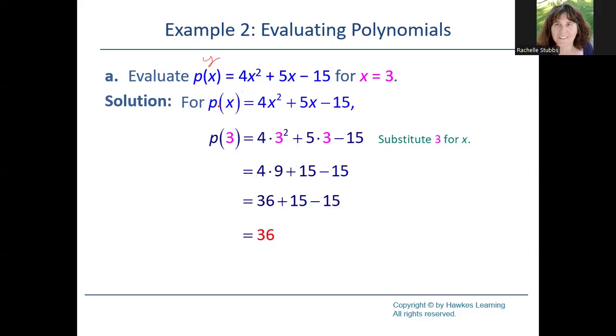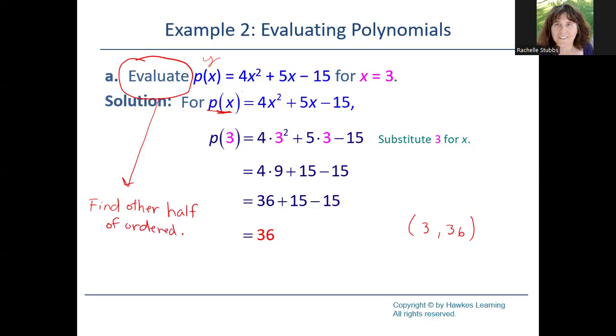And we come out with 36. So we actually now have the ordered pair, 3 and 36. Because remember, this is function notation. It really just means y. And so when it says to evaluate, you're looking for the other half of the ordered pair. When you see that clue word, and generally they give you x, and so you're always looking for y.